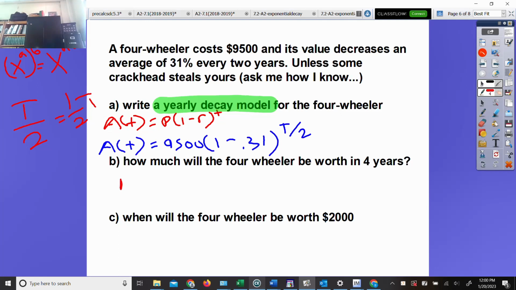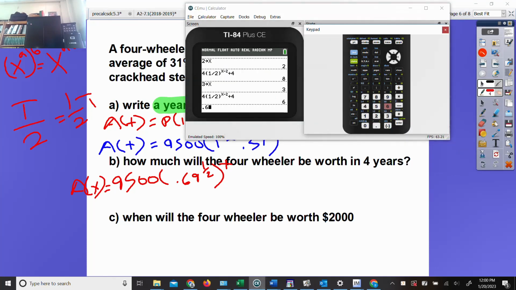So let me go ahead and put this here: 9,500 times 1 minus 0.31, which is 0.69, to the 1/2, because I can move that half power in. Now it's a single T on the outside, and it is a yearly model. It is based on per year, not per 2. You see the difference? And what you should do, because that's what the state of Tennessee likes to do, is go ahead and figure out what 0.69 is to the 1/2 power. You might remember how I suggested you round.